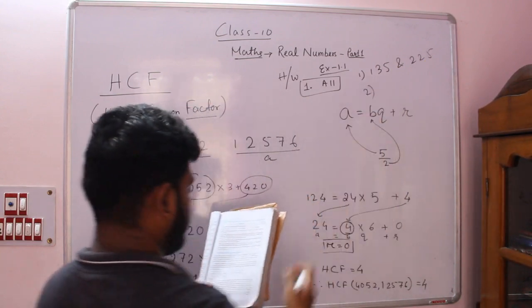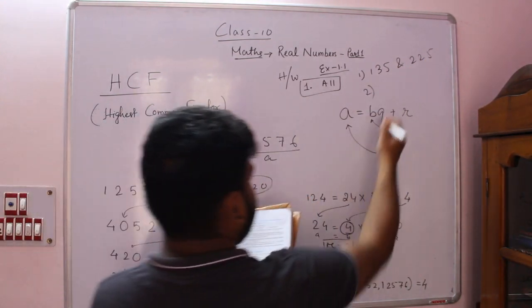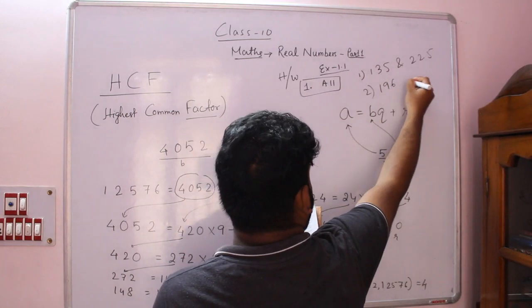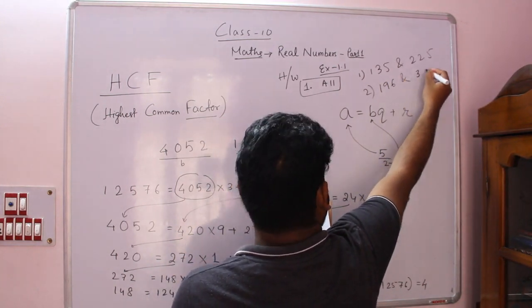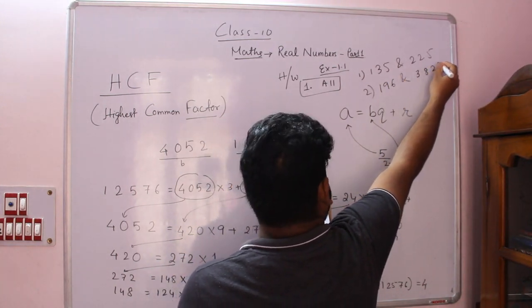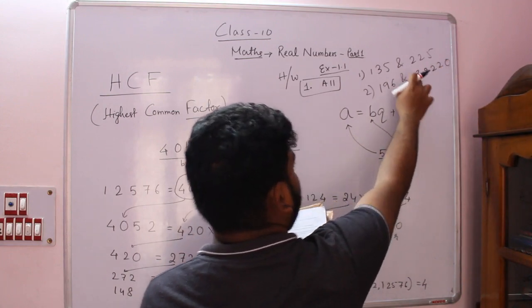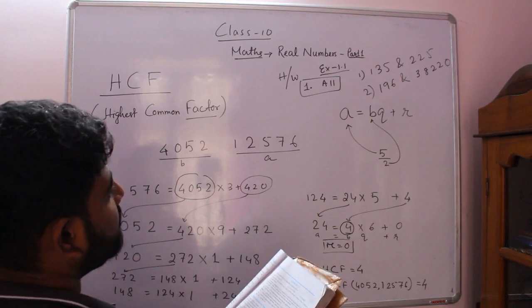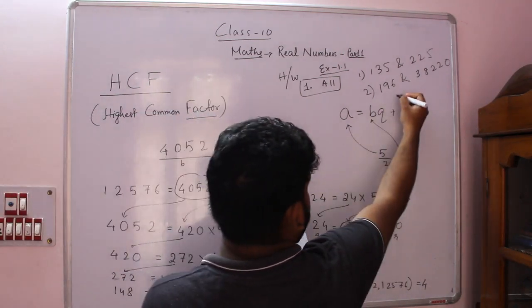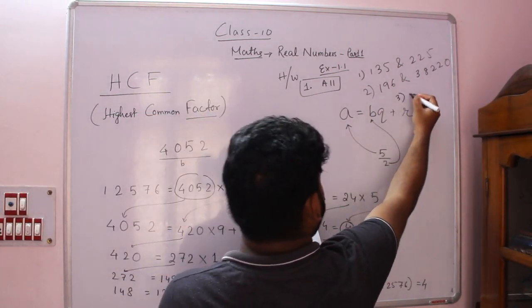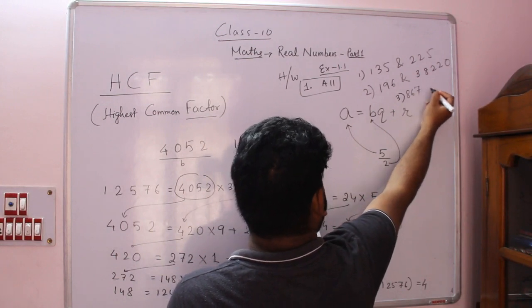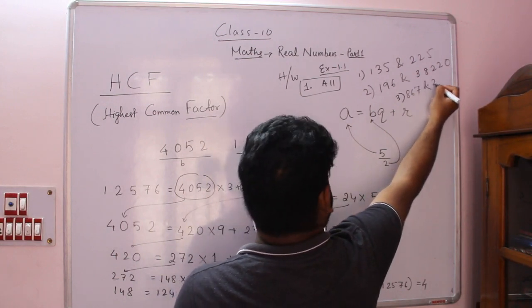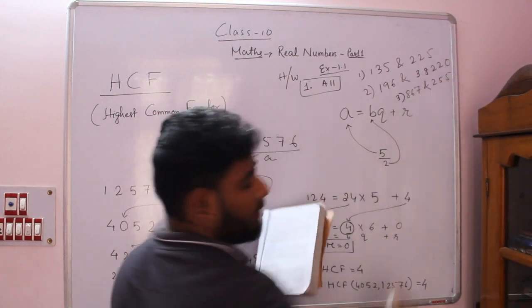Number 2, 196 and 38220. This will be a little tricky, so you have to be very careful. I mean, you have to go on searching which number it will be divided by. Number 3 is your 867 and 255.